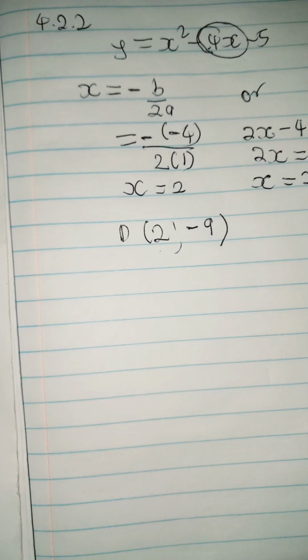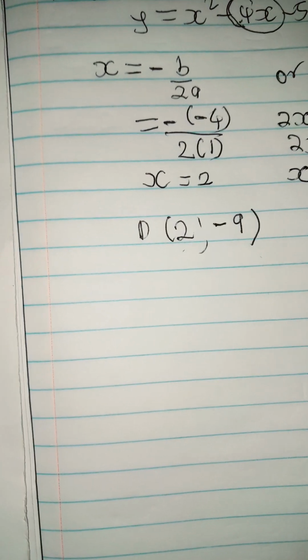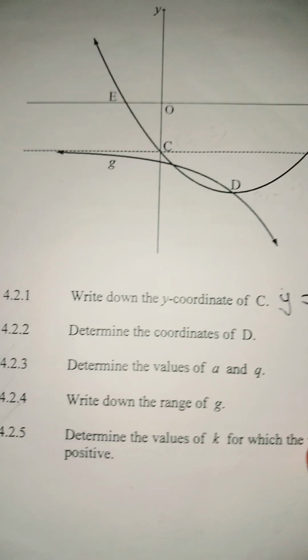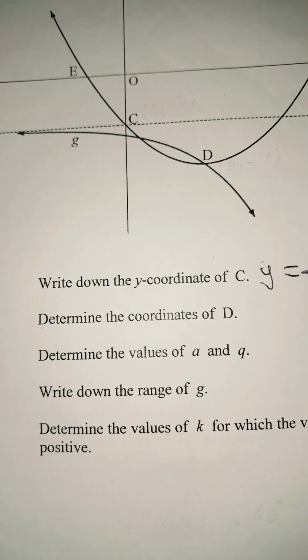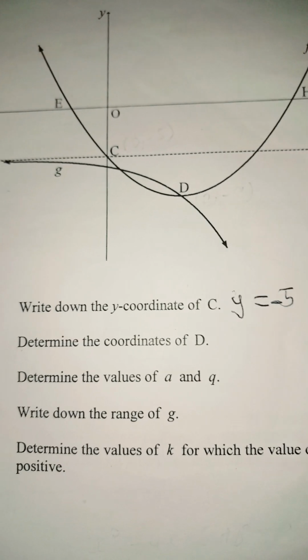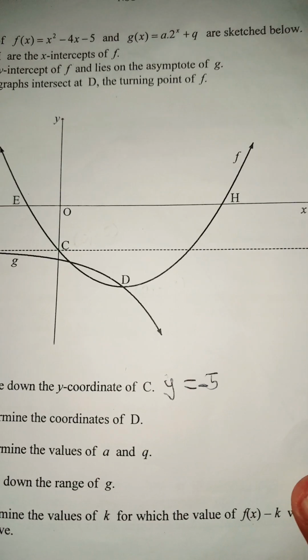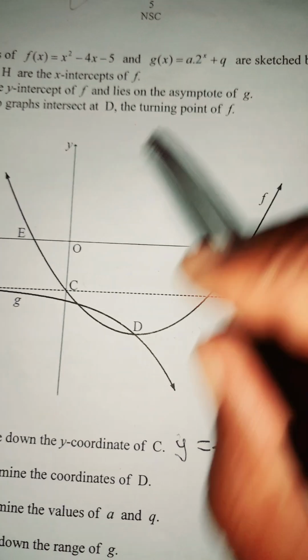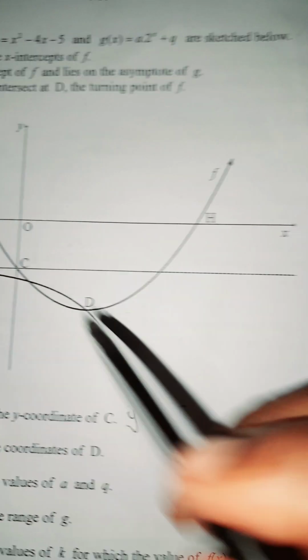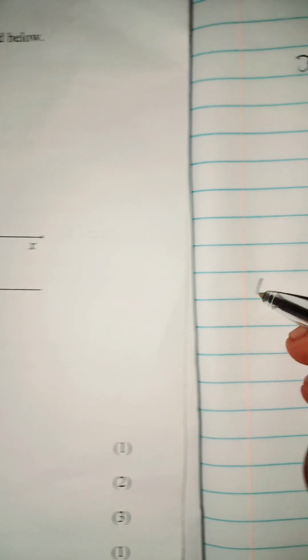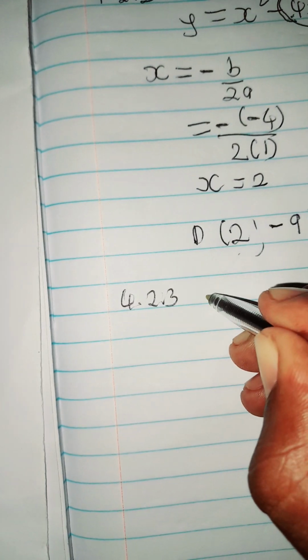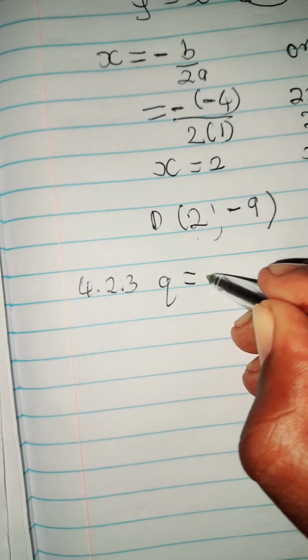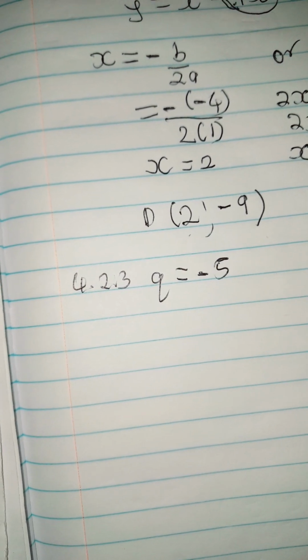Okay, all right. Then we are at 4.2.3. They want us to determine the values of a and q. Q is the horizontal asymptote. We are given there, it passes through C. So in other words, our q at 4.2.3, q will be minus 5. Okay, it will be minus 5.